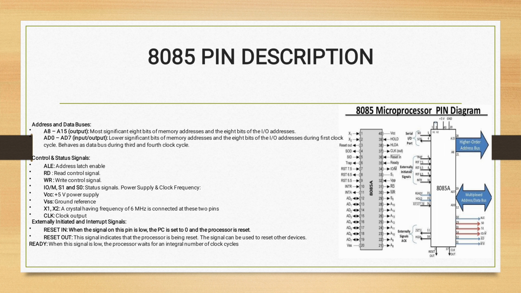There are also some other control signals available. For example, X1 and X2 are the input pins. These pins are connected to an external crystal oscillator which drives the internal circuitry of the microprocessor to produce a suitable clock for the operations of the microprocessor. CLK is an output pin. It is the clock output for the user, which can be used for other digital ICs.